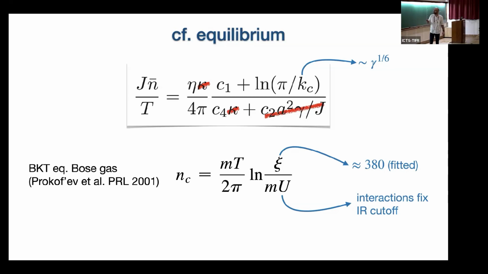So N, that's the one here, the temperature you see. J, they do it for a continuous system, so that becomes a mass term. And then again a similar logarithm, but now here's some numerical factor, and here the interaction energy, or interaction constant, which gives you the infrared cutoff in the interacting case. So actually, the results that we obtain are pretty similar.